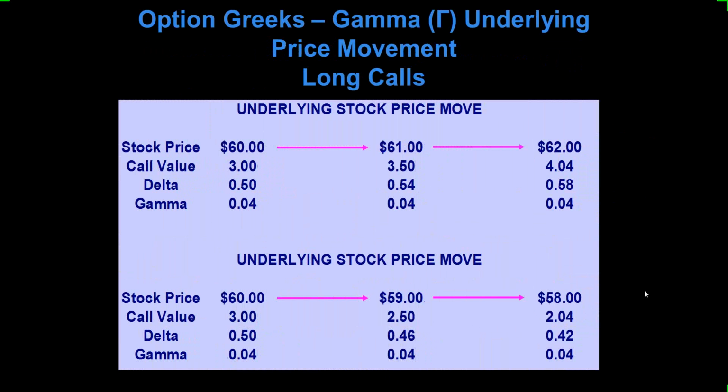So if we were to talk about this, gamma basically tells you for this move here from $60 to $61, we know delta is going to go up, but how fast will delta go up? Gamma tells you that delta is going to move 4 points. Okay, so gamma is essentially telling you how fast will delta move up and how fast will delta move down. So it is the second derivative of the first derivative, which is delta of the underlying.